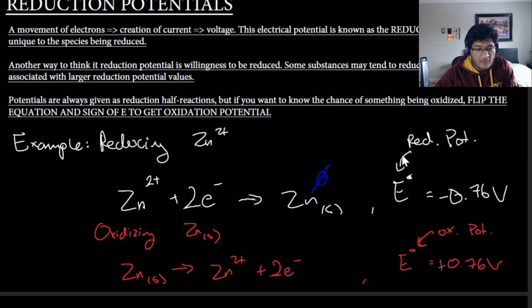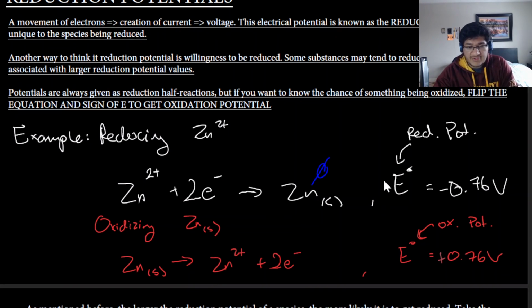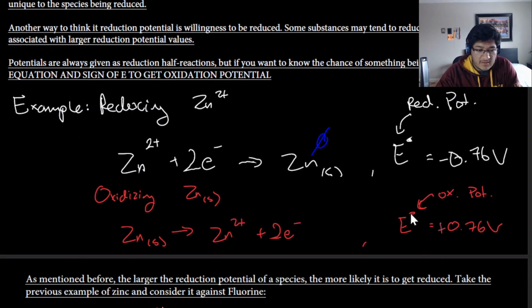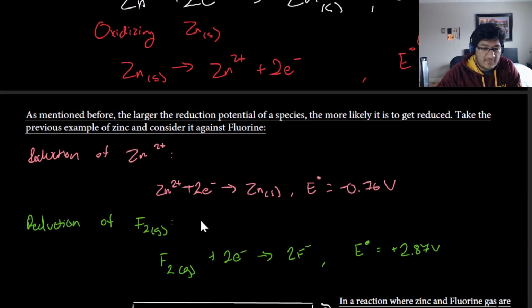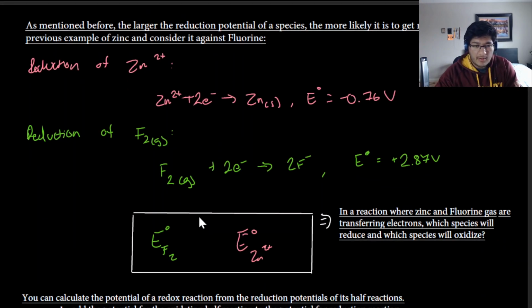As mentioned before, the larger the reduction potential of a species, the more likely it is to get reduced. So let's take the previous example of zinc and consider it against fluorine. We already know this. Now let's look at fluorine gas. This is the reduction equation for fluorine: F2 plus 2 electrons equals 2F minus. And it's represented by this value of reduction potential.